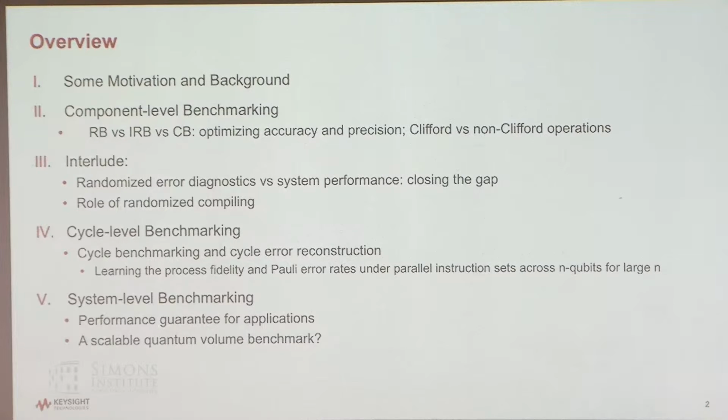And so I'll give some mathematical background and some motivation, and then I'll talk about just a quick review of component level benchmarking, which is by now well understood and well established. Ideas around randomized benchmarking, some recent improvements on how to do that more efficiently, and then the randomized compiling interlude to talk about closing the gap between diagnosing errors using randomization methods and system performance, which normally would not have randomization, and that's where randomized compiling comes in. And then I'll talk about newer tools around benchmarking and diagnosing errors at scale. Both cycle benchmarking, which is the idea of understanding the performance of a multi-qubit system at one clock cycle, and then system level benchmarking, which is understanding a broader circuit performance.